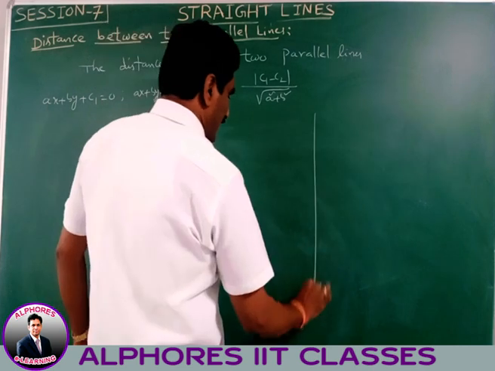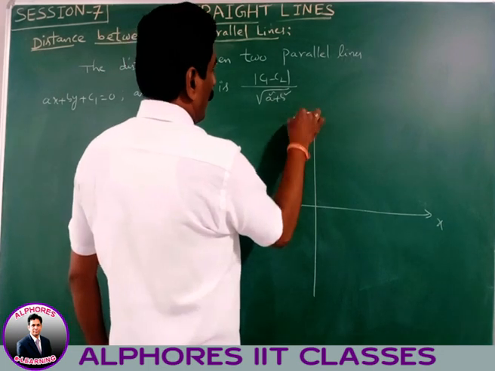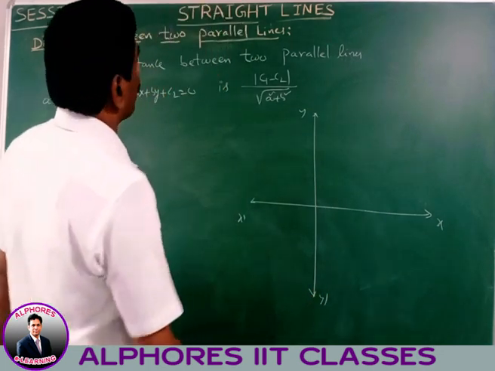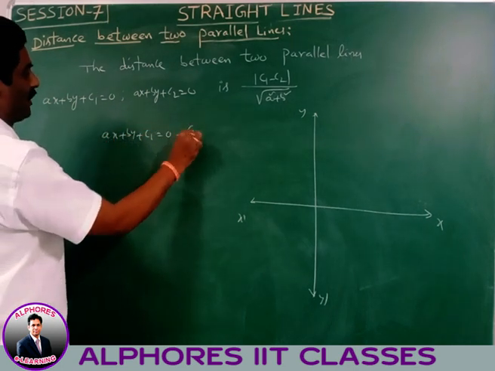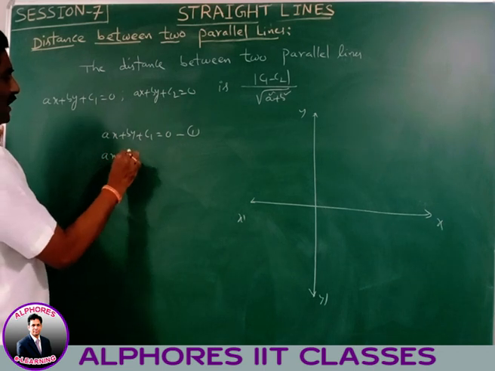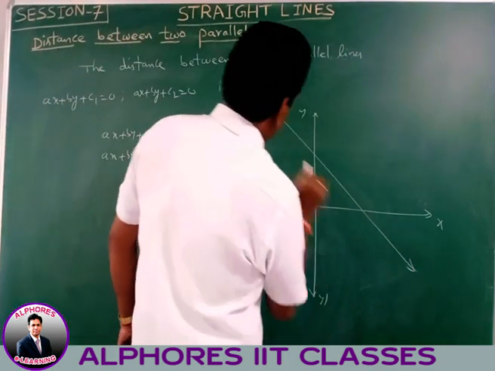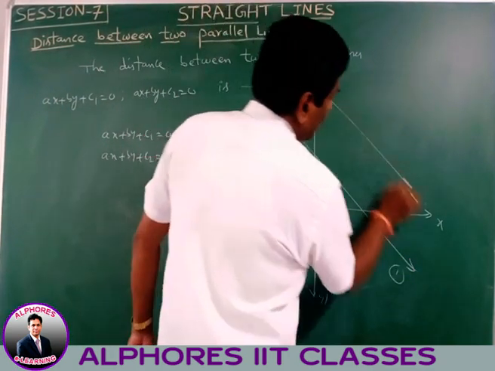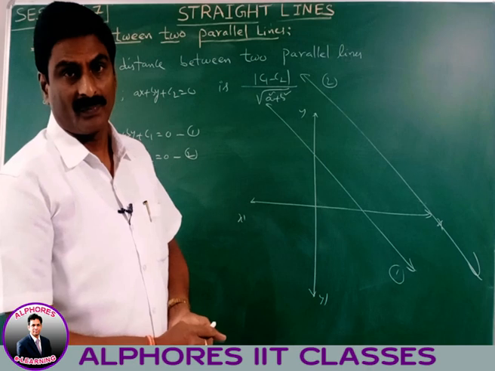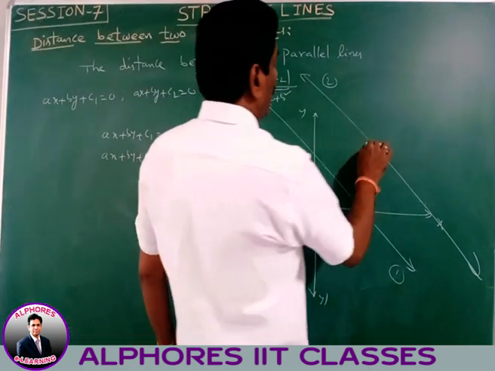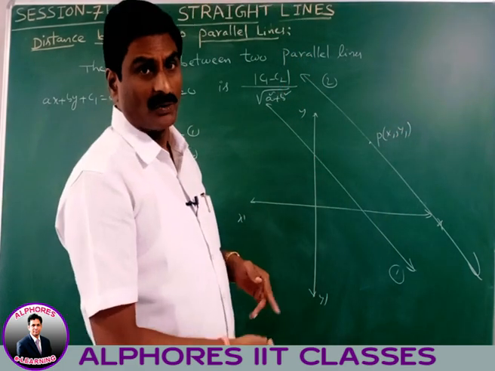Please observe this value. It is the coordinate system: X-axis, x, x dash, y, y dash. Say the first line is, what is the first line? ax + by + c1 = 0. It is equation number 1. Next, ax + by + c2 = 0, it is equation number 2. Say the first line is in this way, and the second line is in this way. These two are parallel lines. Now we find the distance between these two lines. Let us assume P(x1, y1) is one of the points on line 1 or line 2.